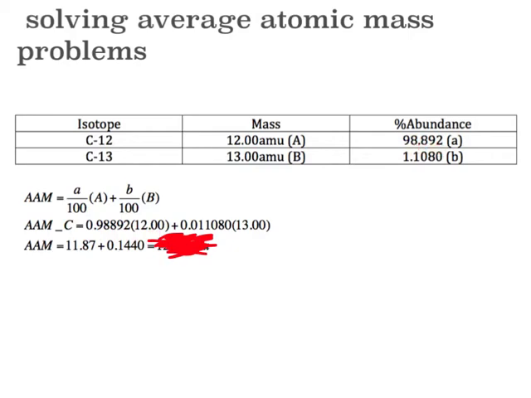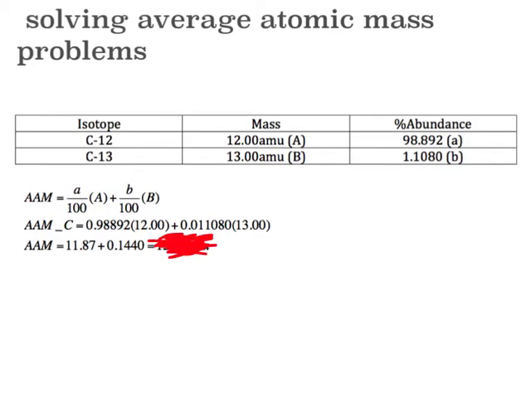So this number, percentage-wise, times this. And then this number, percentage-wise, times this. I end up with 11.87 from this number, and I end up with 0.1440 from this number. Now I'm simply going to add them together to get my final mass. What is my final mass? Bring your answer to class.